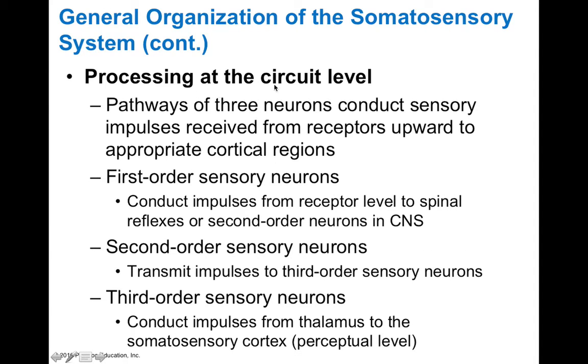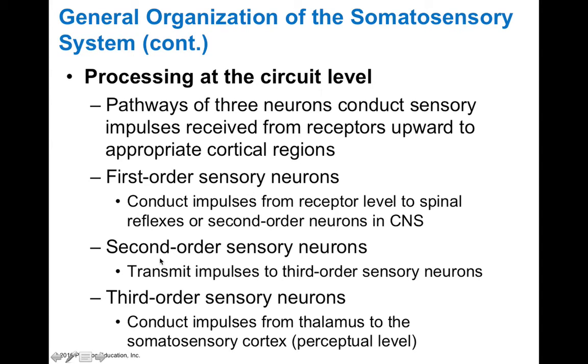So processing at the circuit level occurs at different levels, and so we actually have first, second, third order sensory neurons. Now, first order sensory neurons are those which conduct impulses from the receptor level towards your central nervous system. So an example of this could be like neuron cell bodies in the dorsal root ganglia of your spinal cord. They have their dendrites in the periphery, and because this is the first place that sensory information is picked up, they're called first order sensory neurons.